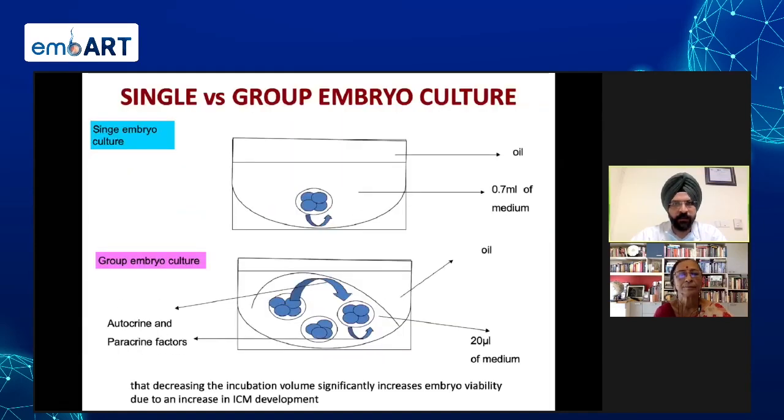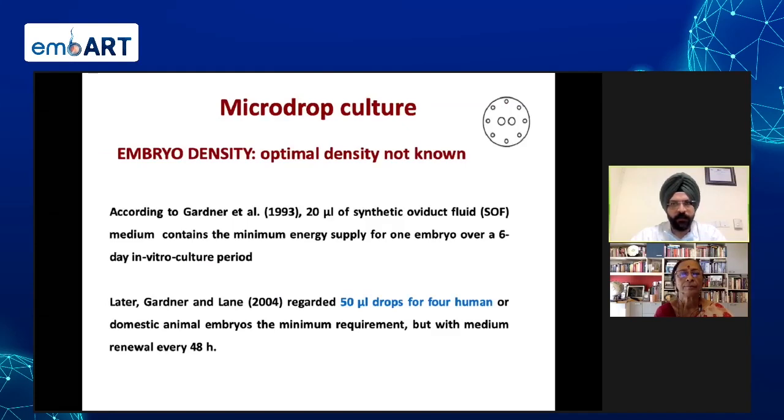I'm not going into the details, and the last topic I'm going to touch is single versus group culture. In group culture, the benefit is in autocrine and paracrine factors, and the optimal density is definitely not known till now. Some people recommend 5 embryos in 50 microliters. Some recommend 4 embryos in 20 microliters. So generally the consensus is that you can culture up to 4 human embryos in 50 microliter drops, and this maintains all the benefits of droplet culture as well as group culture.